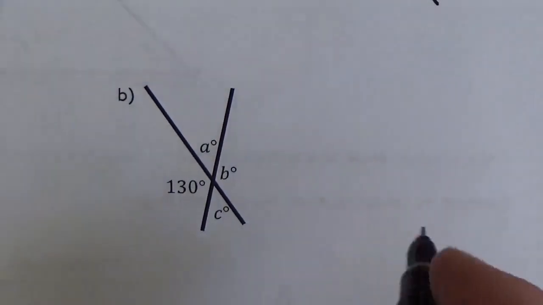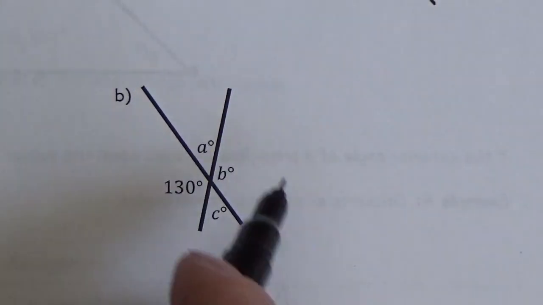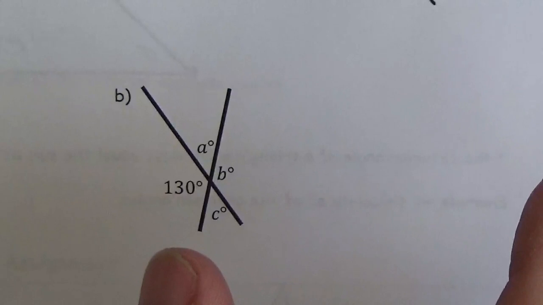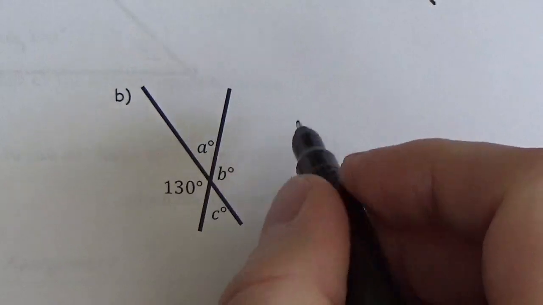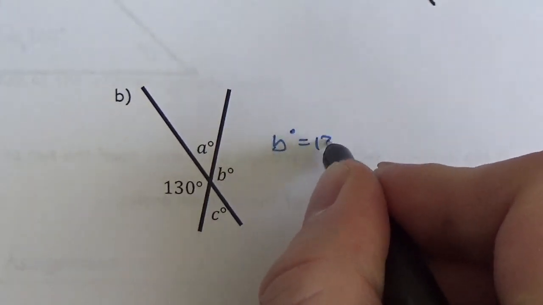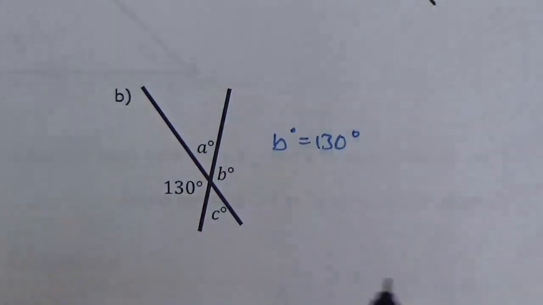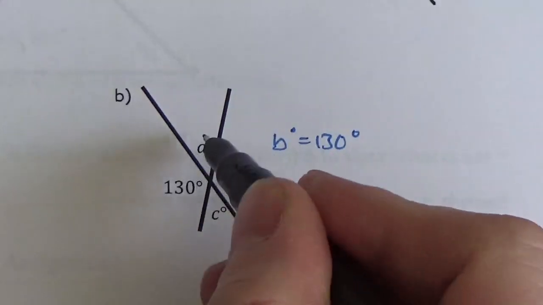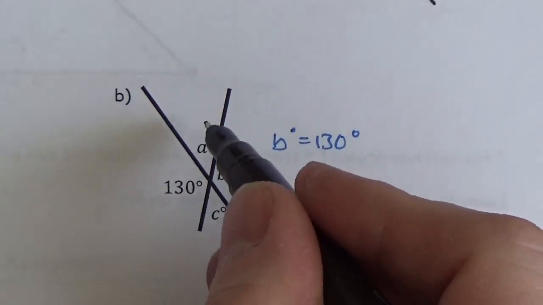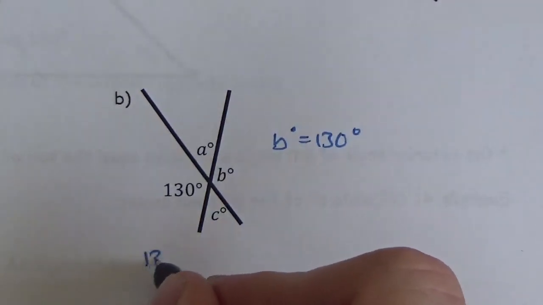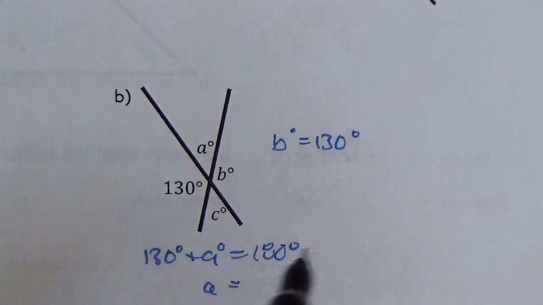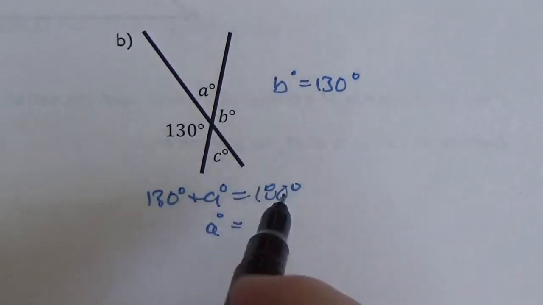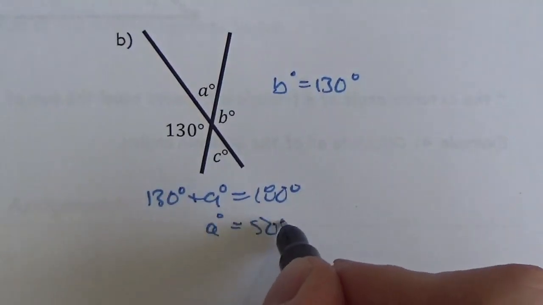When we take a look at this one, same sort of thing. Now I've got a little bit of a lack of information here, but I do know, because these are two lines that are crossing, that 130 and angle B are going to be vertically opposite. So I know that B is going to equal 130 degrees. And now I can apply the knowledge from the previous rule. I know that A, for example, at 130 must be supplementary because they're forming a straight line. So 130 degrees plus A degrees must equal 180 degrees, which means A must be the difference between the two. So I'll subtract 130 to get 50 degrees.